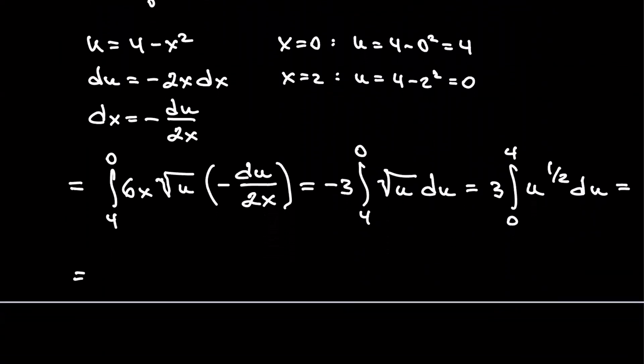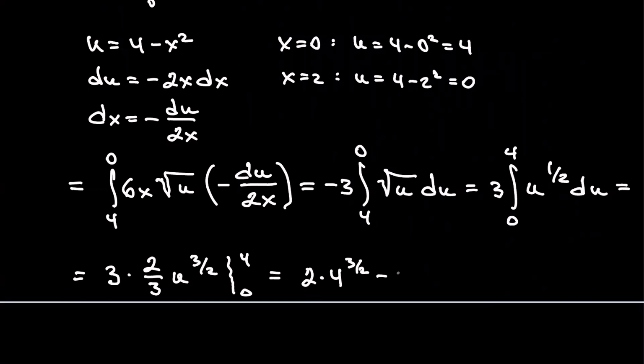Taking the integral of the power function, this is 3 times 2 over 3 u to the power 3 over 2, and plug in the values 0 and 4. This is equal to, 3 and 3 cancel out, and then we plug in the values: 2 times 4 to the power 3 over 2, minus 2 times 0 to the power 3 over 2. The second term is 0, and the first term is 2 times 8, which is 16. So the answer here is 16.